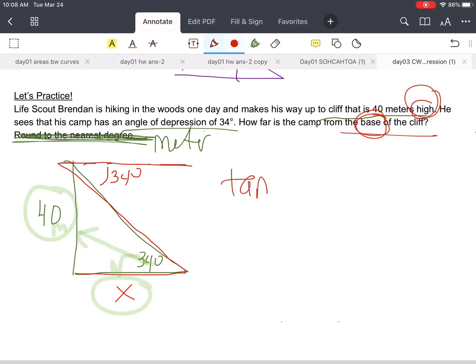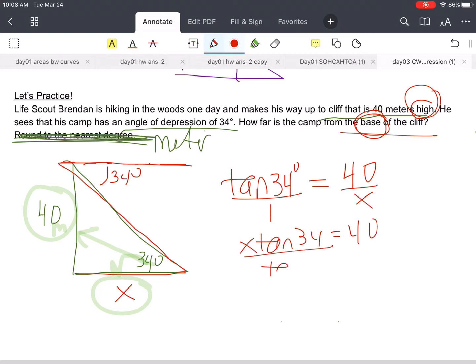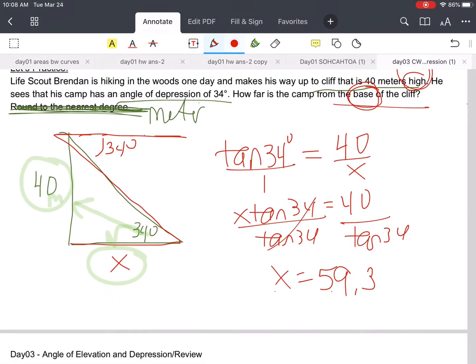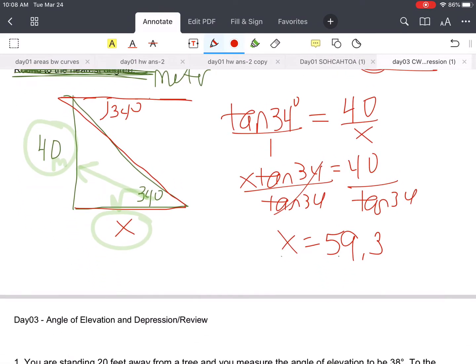So tan of 34 degrees is equal to opposite over adjacent. Cross multiply, so that's x tan 34 equals 40. Divide by tan 34, divide by tan 34, x equals, and then I can type it in, 40 divided by tan 34, and I get 59.3. And it says round to the nearest meter, so that's 59 meters.